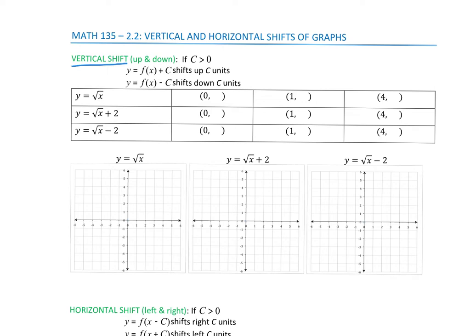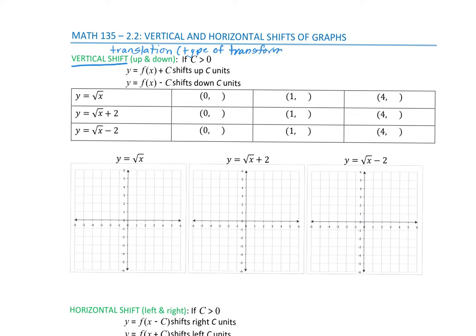Sometimes these shifts are called translations, so your book may use this word translation. A translation is simply taking a graph and moving it left, right, or up and down. It doesn't change the shape of the graph. So a translation is actually a type of transformation.